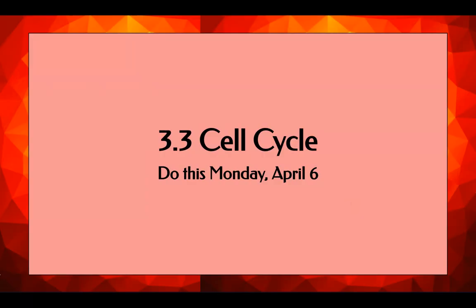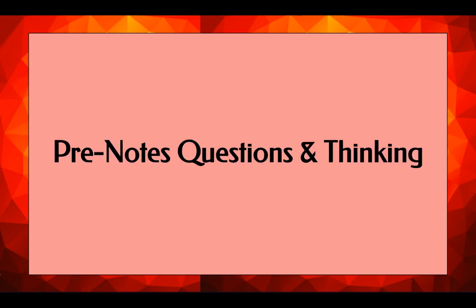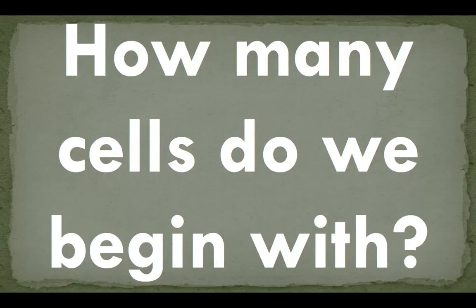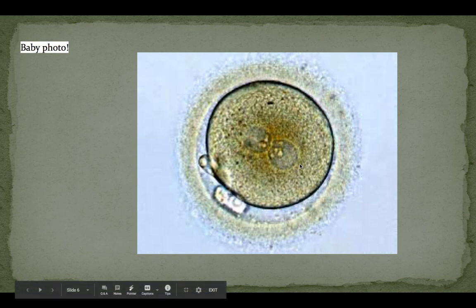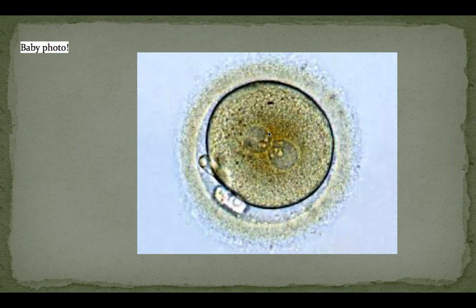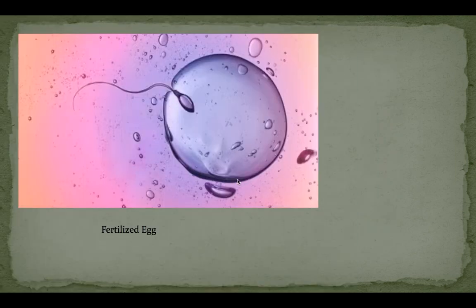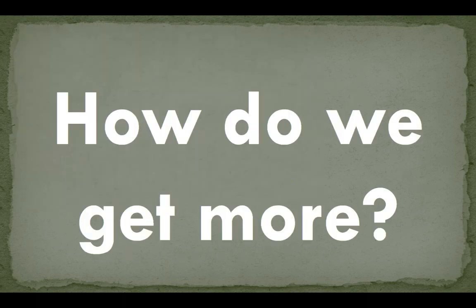Okay, so here we go into the cell cycle. Before we do the Cornell notes, here are some questions to guide your thinking. How many cells do we begin with? And when I say we, I mean every person on Earth. How many cells? 1, just 1. Okay, so here's a baby photo of you. This is a zygote. This is the moment after a sperm fertilizes an egg. The sperm burrows into the egg, fertilizes it, their DNA joins, mixes, and then creates you. So a zygote is the very first cell of an organism.